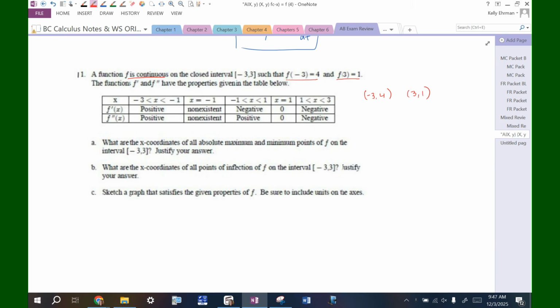I think we saw this problem earlier in the year in a big packet I gave you, but I don't think I gave you the full question. Okay, so or maybe I did. I don't remember.